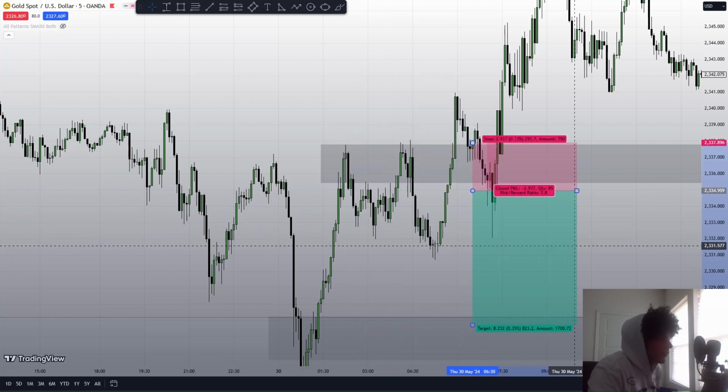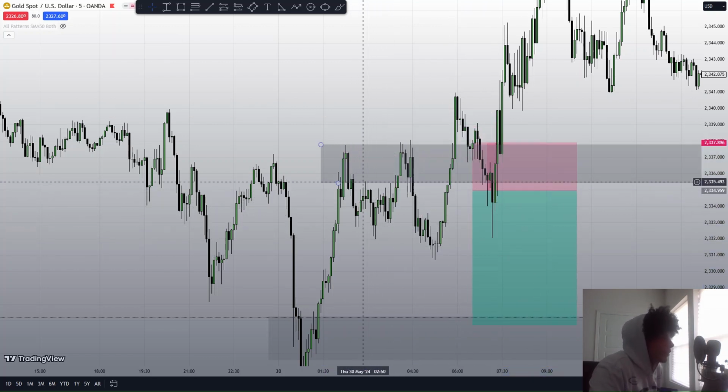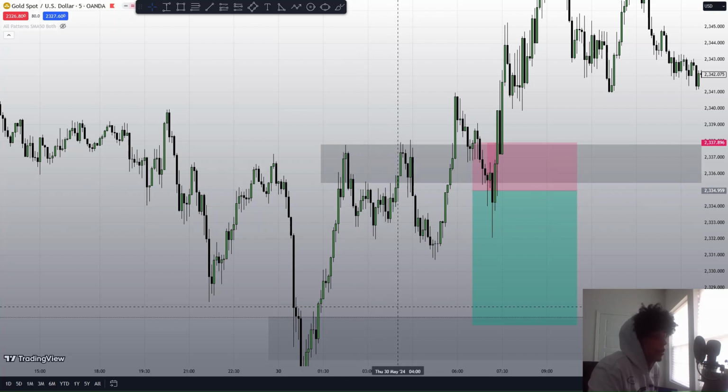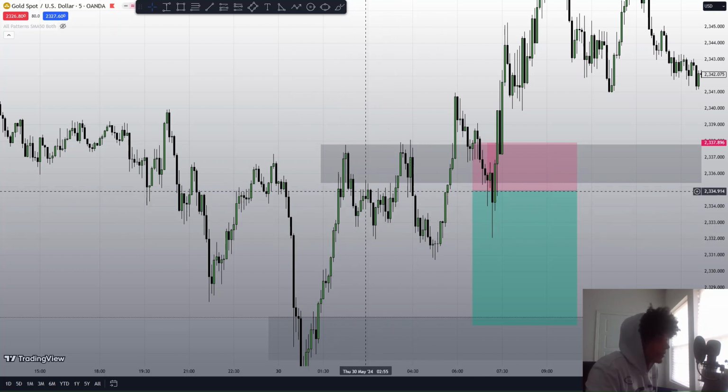Let me get this out the way because I hate when it does that. So as you can see here, it went into it, pushed down, broke that high. It should have kept going, but it didn't. It came up again and started consolidating. It's spending this much time, and this is probably like an hour and a half, if not more.